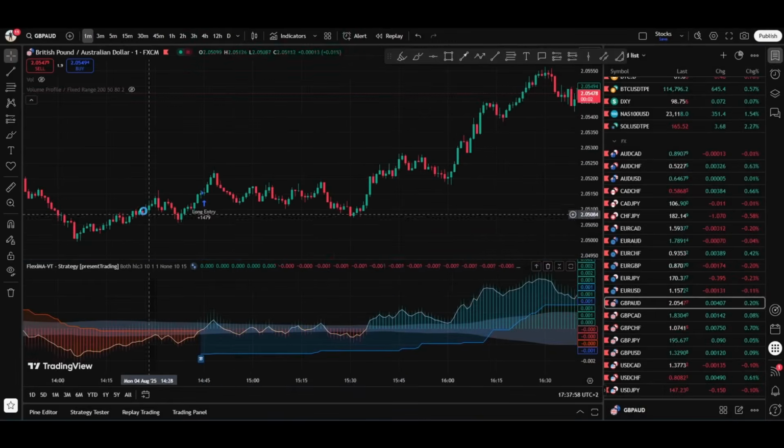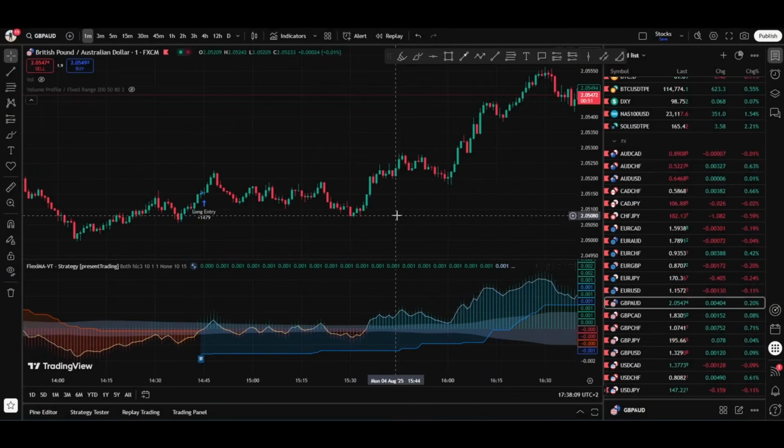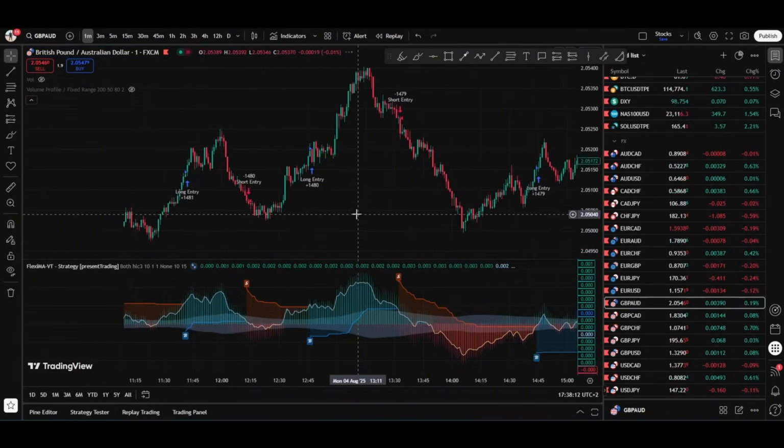So if we want to open a buy trade, we need to wait until the moving average values go below the 0 line. That's when we open a buy trade. So this is an alternative approach. Now, let's look at situations that are better to skip.